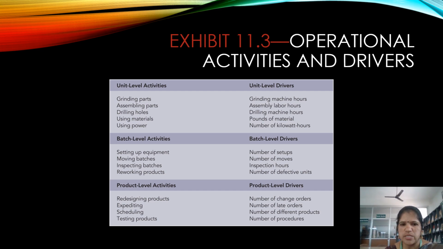Batch level activities: setting up equipment, moving batches, inspecting batches, reworking products. Batch level drivers: number of setups, number of moves, inspection hours, number of defective units. Next, product level activities: redesigning product, expediting, scheduling, testing product. Product level drivers: number of change orders, number of late orders, number of different products, number of procedures.